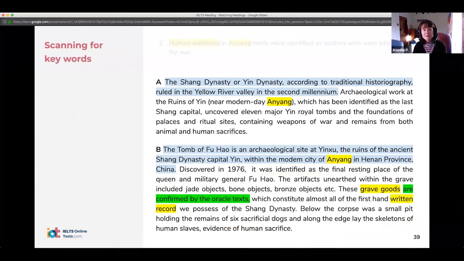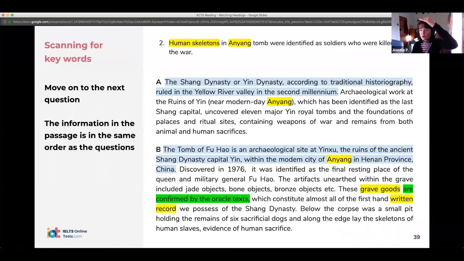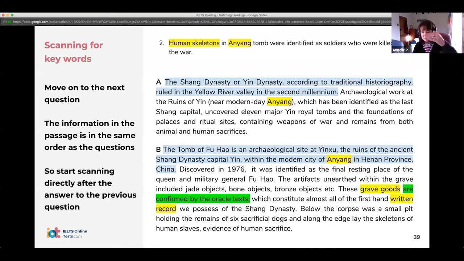Okay, so let's have a look at the next one. So always with true, false, not given, yes, no, not given, you're moving down in the same order as the passage, okay? So you don't need to go back and forth. You can start from where the last one was, which again is why we go one by one, okay? So we know that we've already done confirmed by the oracle texts. So we move on down from that.